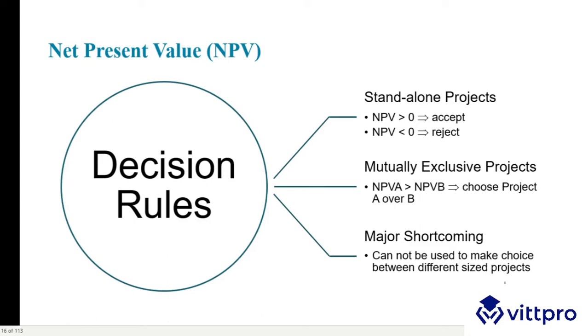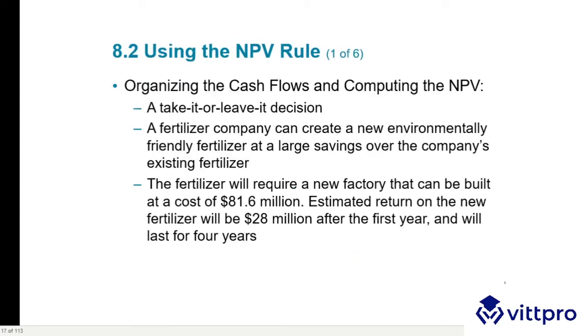So it means that you cannot simply compare the two projects like that only based on the NPV. But we have a workaround of this major shortcoming, which we'll be learning in the future slides. Okay, so how do we use the NPV rule? We will organize the cash flow first, computing the net present value, or take it or leave it decision.